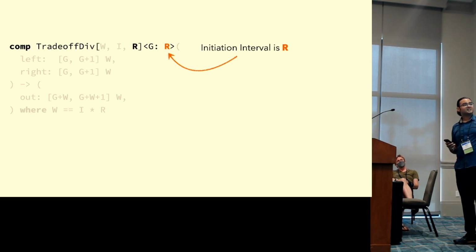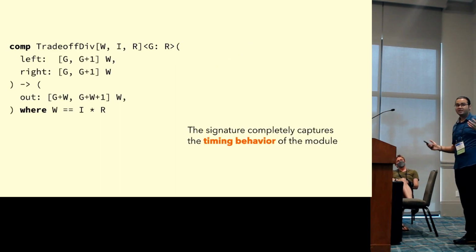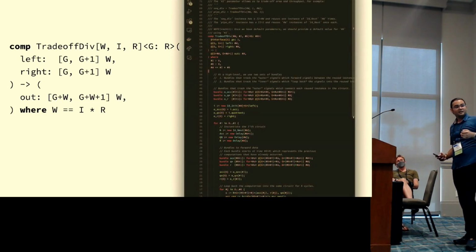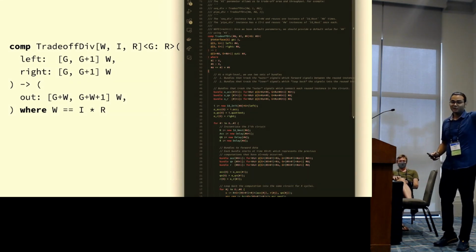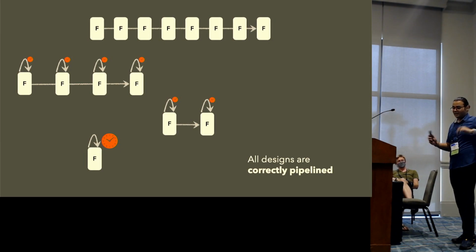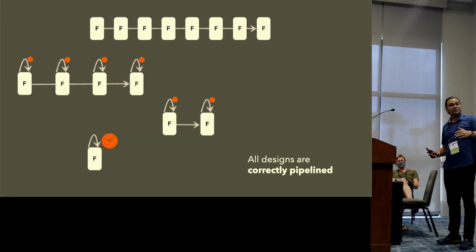And so now you have this divider that has a very complex trade-off space. You can build fully pipelined, somewhat pipelined, fully sequential, and everything in the middle. And there's an implementation, I just want to scare you a bit, but don't read it. But at the end of the day, you can look at the signature, and you can build all of these designs and know that they're correctly pipelined for a strong definition of correctly pipelined.